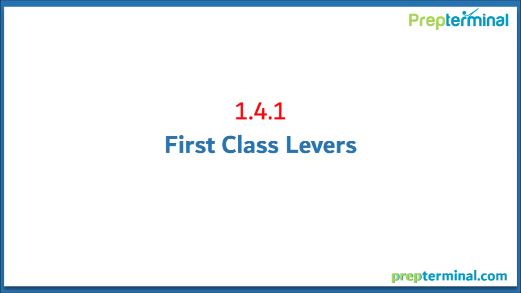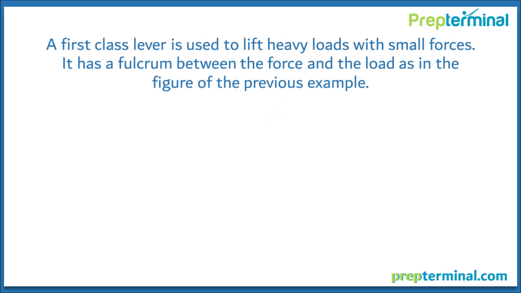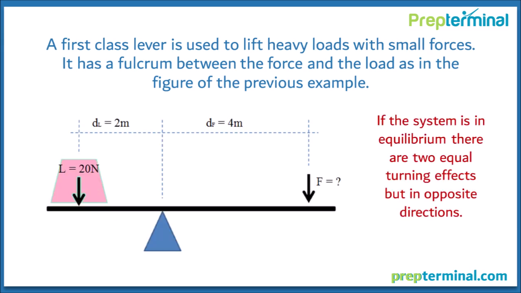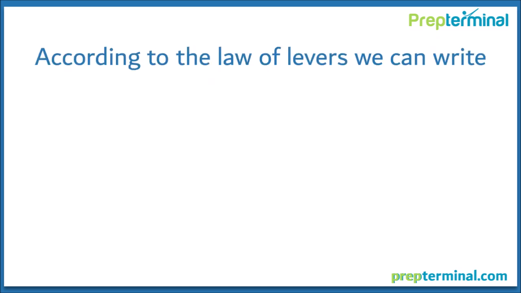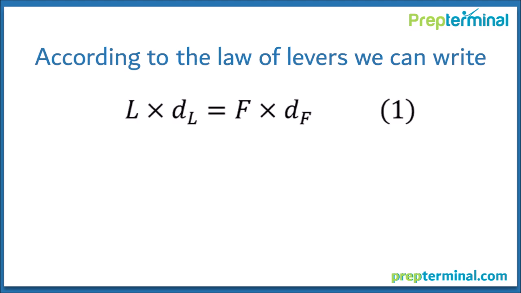1.4.1 First-class levers. A first-class lever is used to lift heavy loads with small forces. It has a fulcrum between the force and the load, as in the figure of the previous example. If the system is in equilibrium, there are 2 equal turning effects, but in opposite directions. According to the law of levers, we can write L times dL equals F times dF.